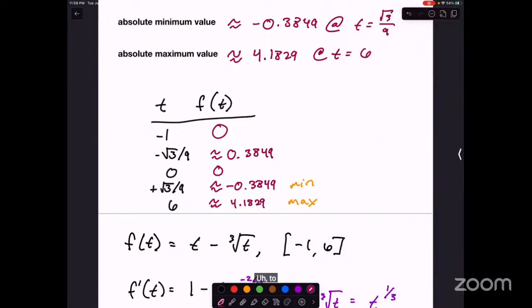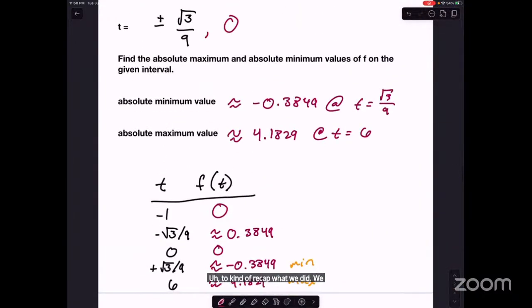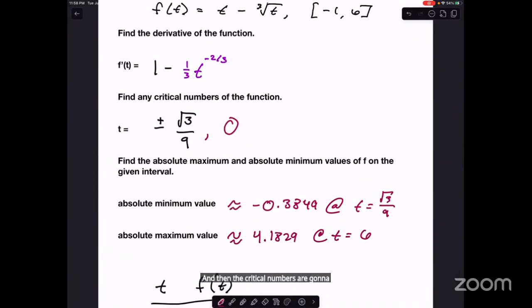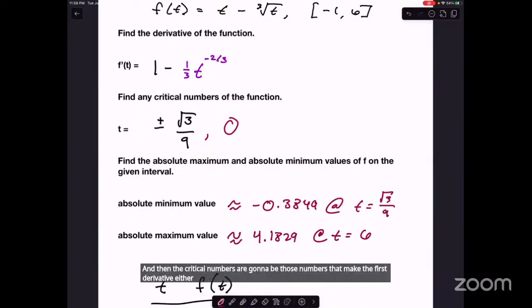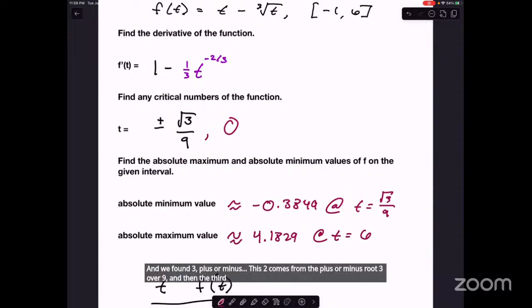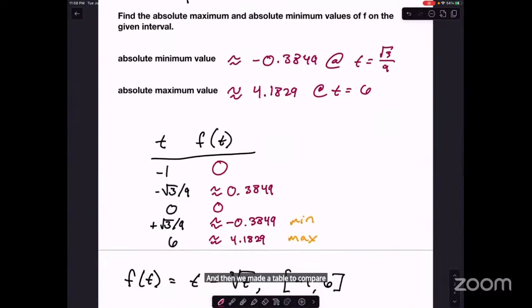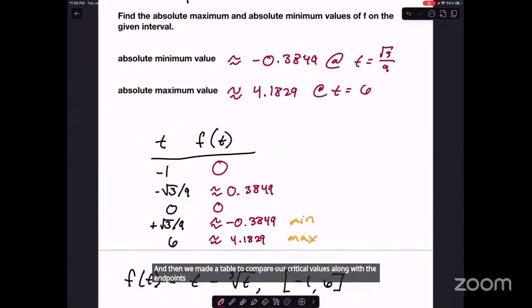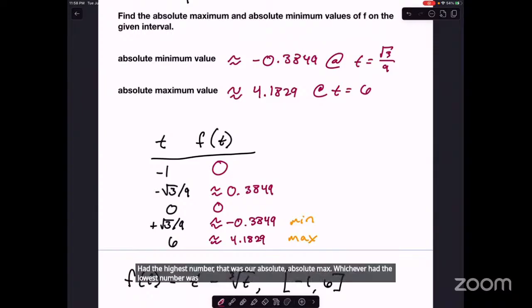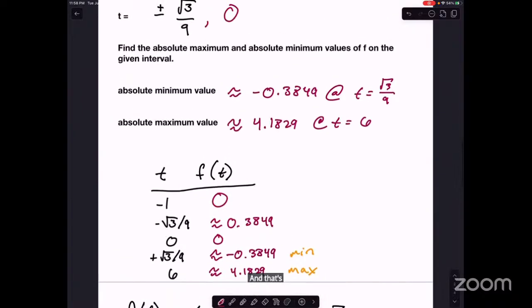To kind of recap what we did, we found the first derivative, and then the critical numbers are going to be those numbers that make the first derivative either 0 or undefined. And we found 3 plus or minus, this 2 comes from the plus or minus root 3/9, and then the third is the 0. And then we made a table to compare our critical values along with the endpoints, whichever one output, and we compared this to the original, whichever had the highest number, that was our absolute max. Whichever had the lowest number was our absolute minimum value. And that's as far as we were able to take it.